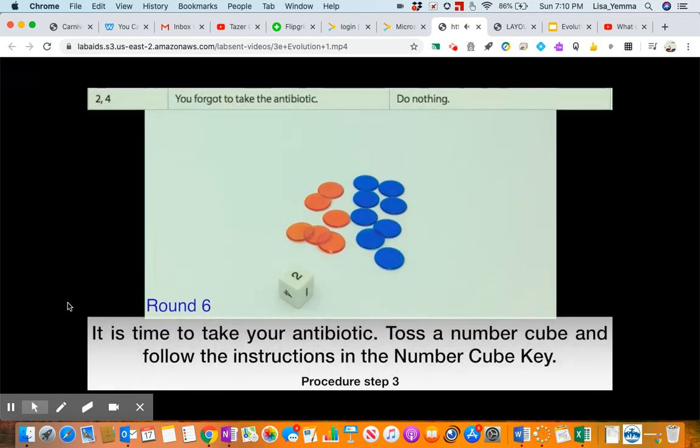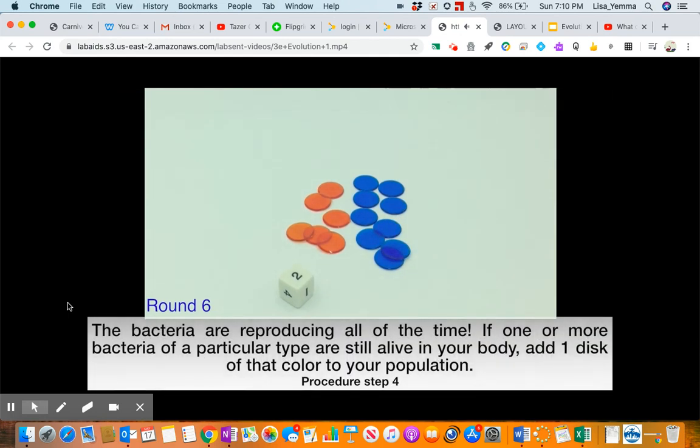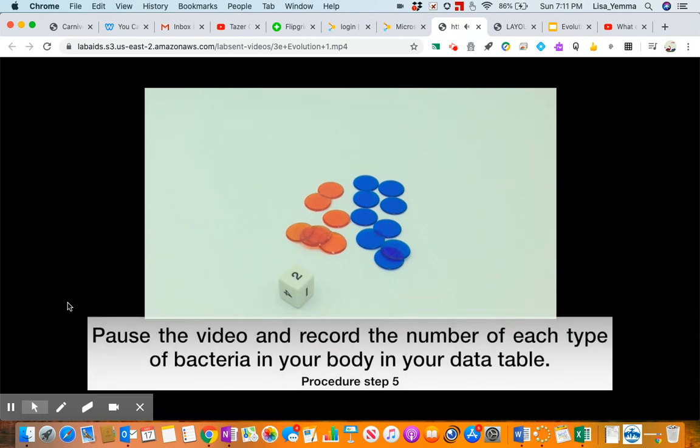Round 6. It is time to take your antibiotic. Toss a number cube and follow the instructions in the number cube key. The bacteria are reproducing all the time. If one or more bacteria of a particular type are still alive in your body, add one disc of that color to your population. Pause the video and record the number of each type of bacteria in your body in your data table.